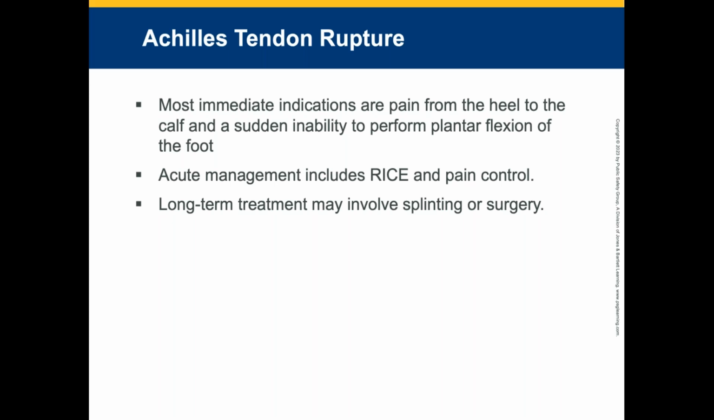Acute management includes RICE, so rest, ice, compression, elevation, and pain control. These are significant pain, so Tylenol and Motrin may not be the best of choice. However, if you're running at the A level in New Hampshire and you don't have the ability to give Toradol or something else for pain, start with that first. But still call for ALS paramedic level care to get the higher pain management.